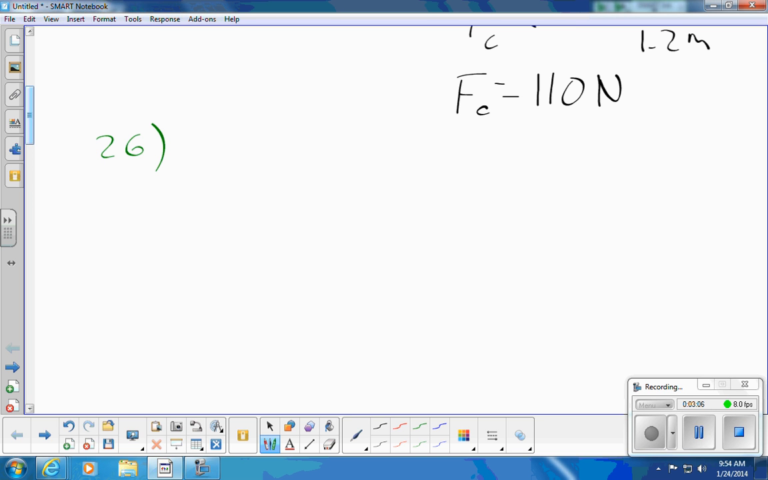Okay. An unbalanced force of 40 newtons keeps an object moving in a circle. I hope you watched the last one that I just did, because we're going to use the same combo form again. Let me set up this problem.